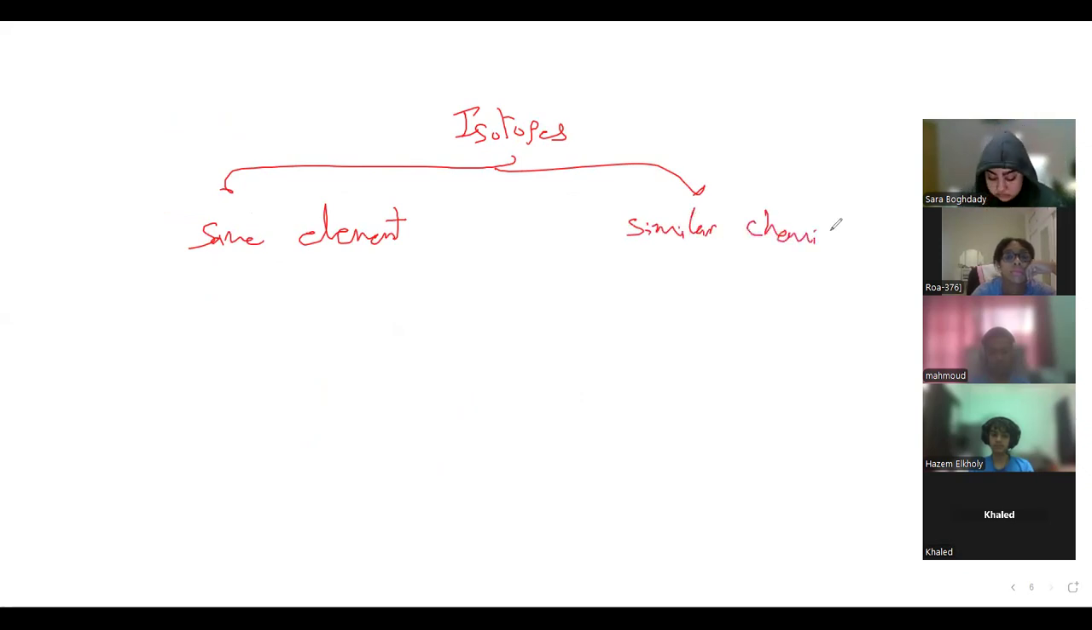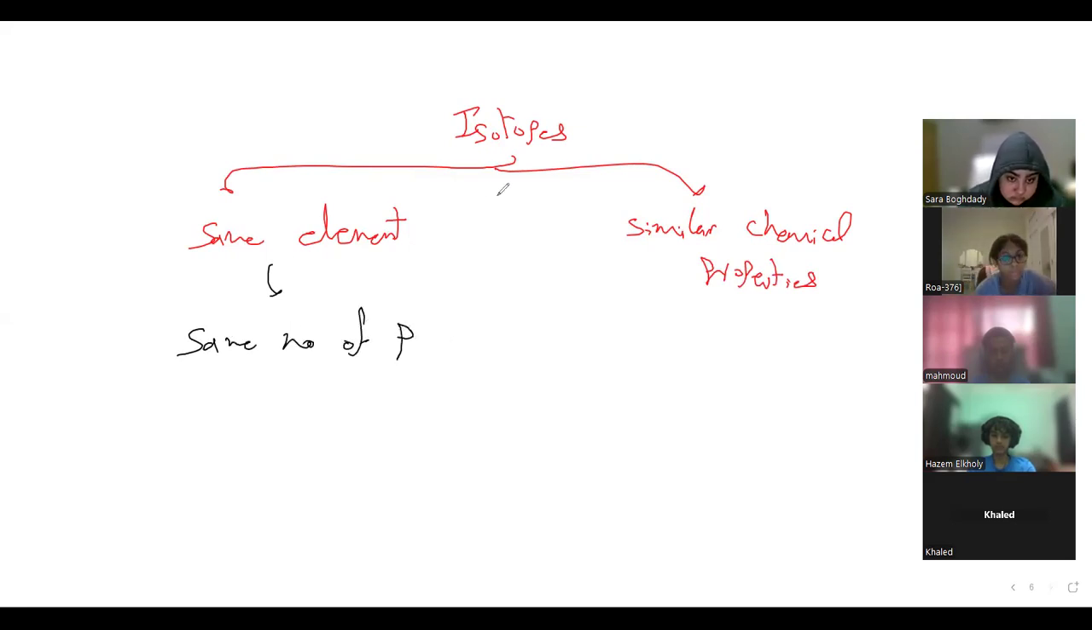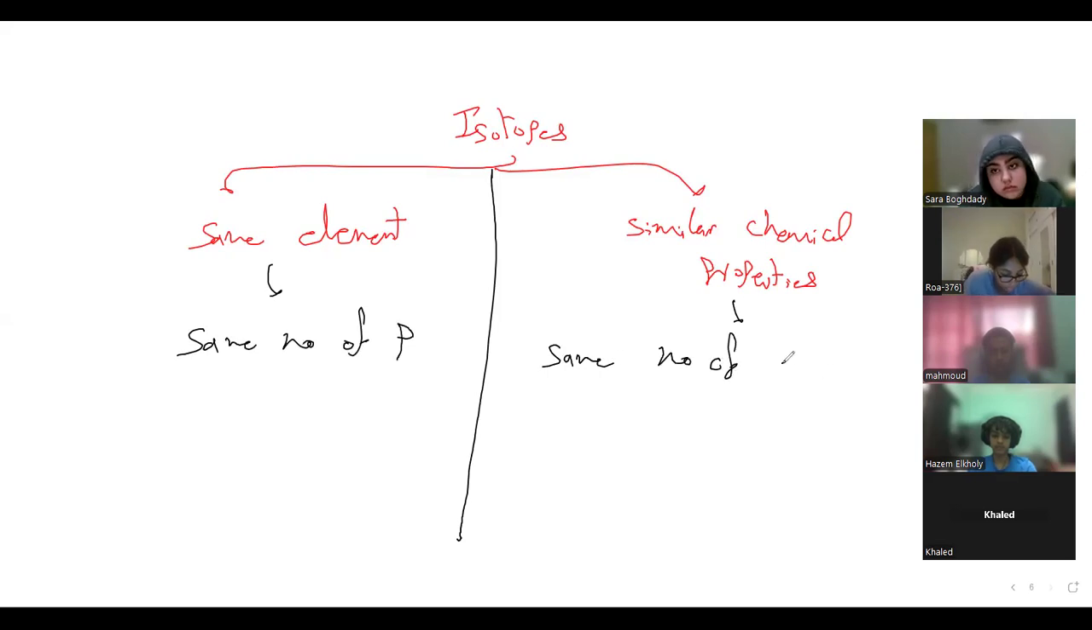Explain why for each of the following. Similar chemical properties. Why are they the same element? Because they have same number of protons, and they have similar chemical properties because they have same number of electrons in the outer shell.